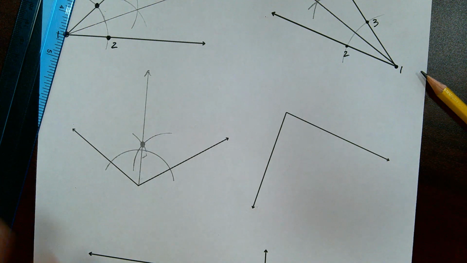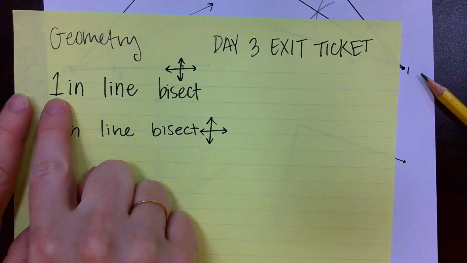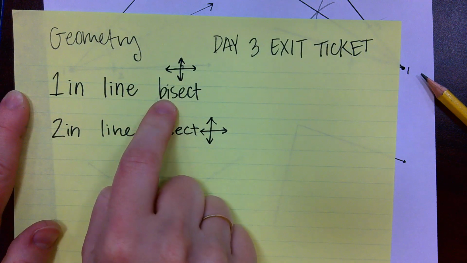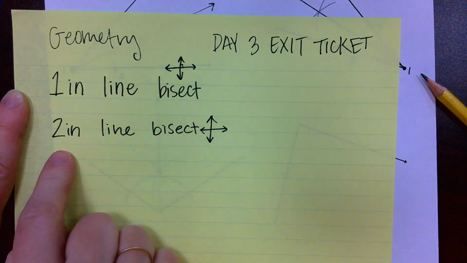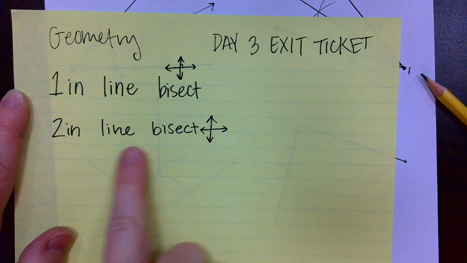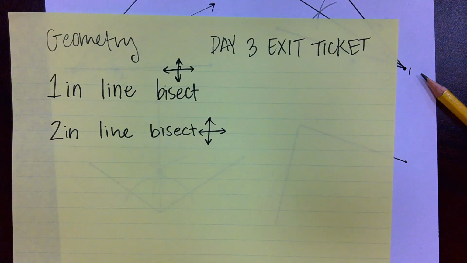Okay, here is your exit ticket for today. I want you to draw a line that is 1 inch long exactly, and I want you to make the perpendicular bisector. And then I want you to make a line that is exactly 2 inches long and make the perpendicular bisector, just like what we did today. So a 1 inch line and a 2 inch line. So there's 2 bisectors you're doing. And once you are finished, you are free to go. That's it today. I'm going to end it there.